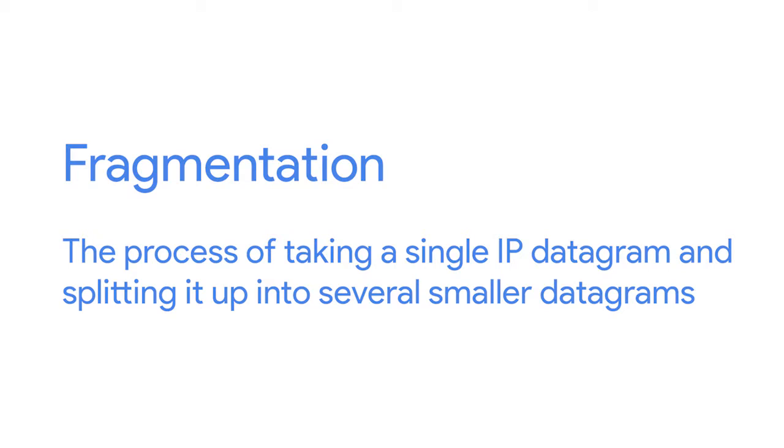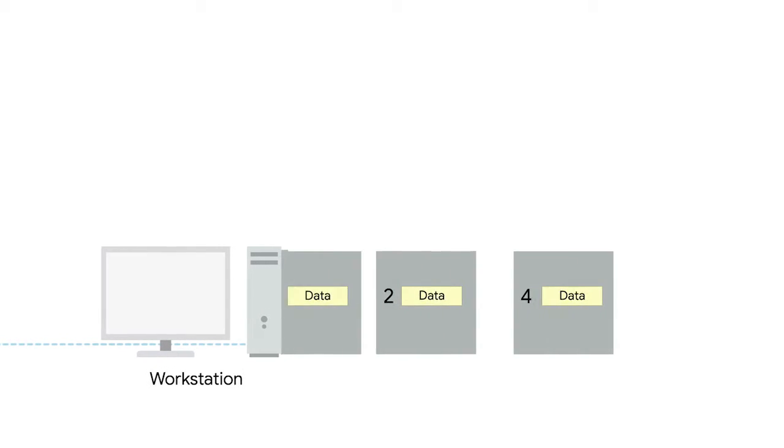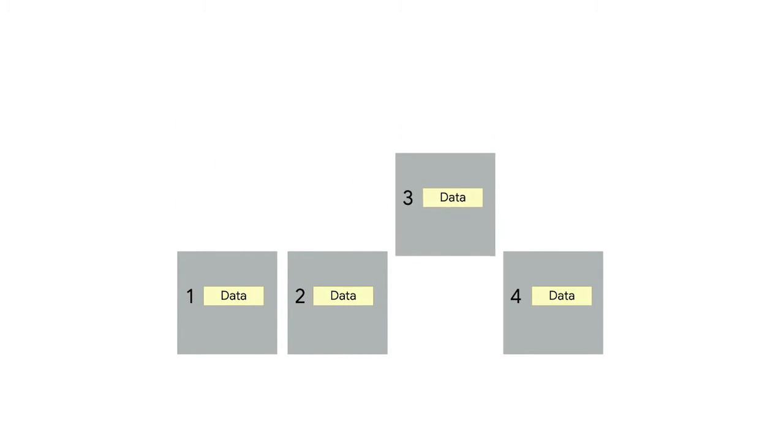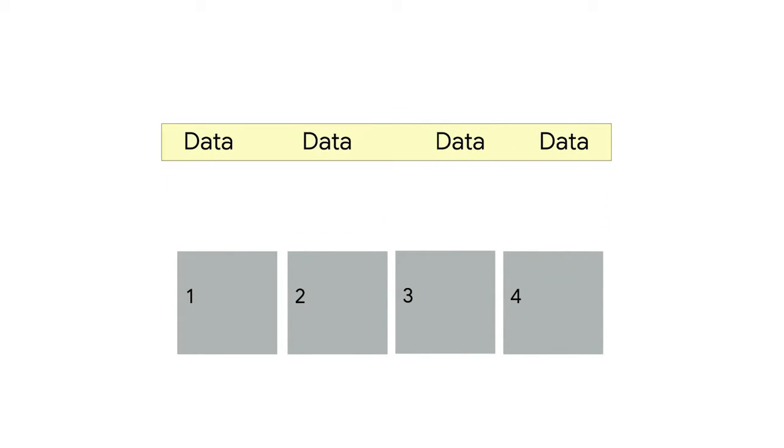Fragmentation is the process of taking a single IP datagram and splitting it up into several smaller datagrams. While most networks operate with similar settings in terms of what size an IP datagram is allowed to be, sometimes this could be configured differently. If a datagram has to cross from a network allowing a larger datagram size to one with a smaller datagram size, the datagram would have to be fragmented into smaller ones. The fragmentation offset field contains values used by the receiving end to take all the parts of a fragmented packet and put them back together in the correct order.